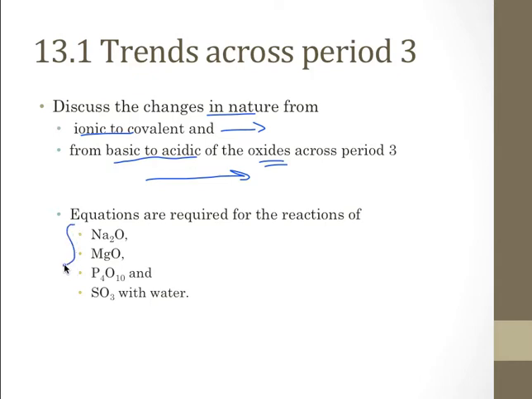You will be required to know the equations for the reactions of sodium oxide, magnesium oxide, tetraphosphorus dioxide, and sulfur trioxide with water.